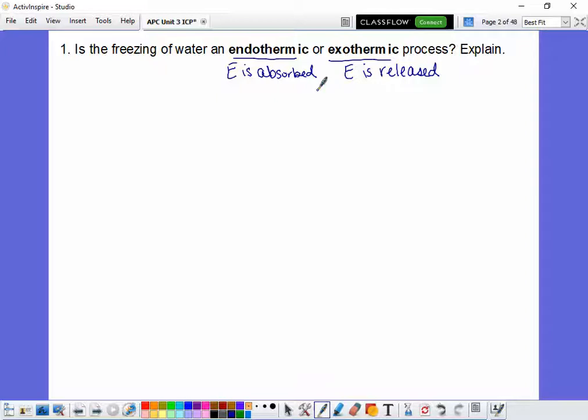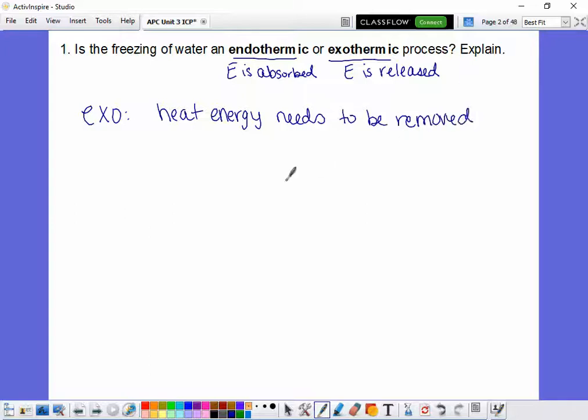So if we're losing energy, is that endo or exo? Yes, that is exothermic. So heat energy has to be removed in order to slow down those particles enough for them to freeze or solidify.